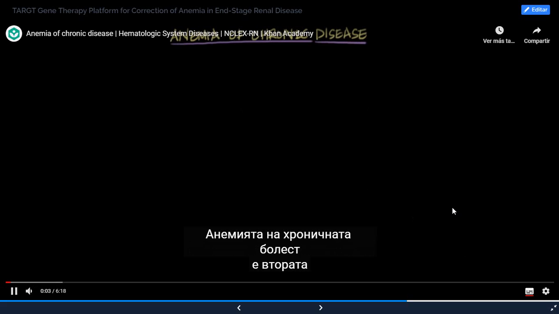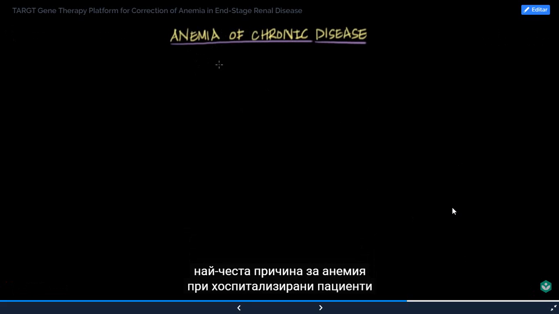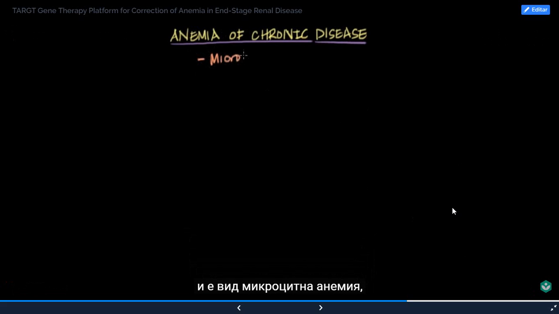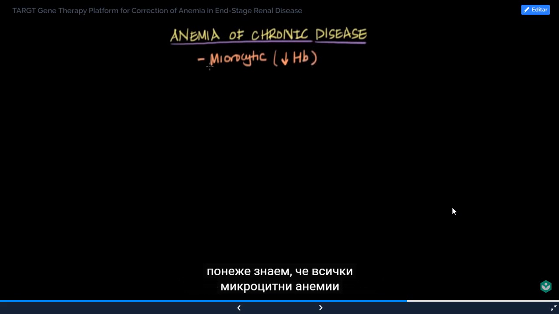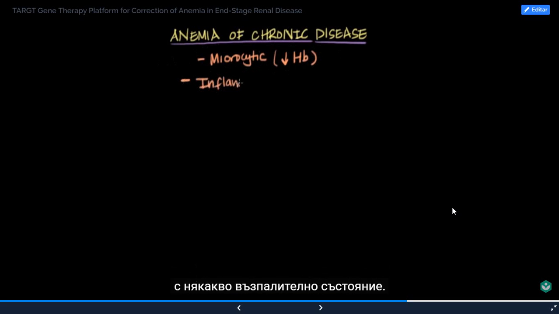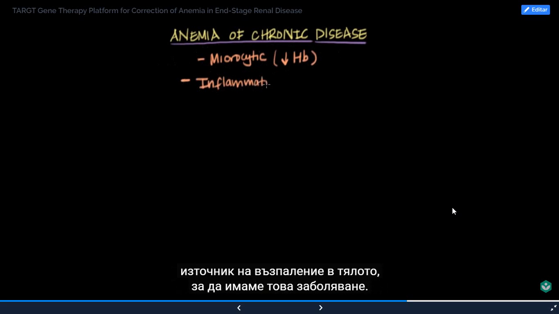So anemia of chronic disease is the second most common cause of anemia in hospitalized patients. And it's a type of microcytic anemia. So that tells us that anemia of chronic disease is somehow due to a problem in producing hemoglobin, because we know that all microcytic anemias result from a problem in producing hemoglobin. The second thing that's really important about this disease is that it's always related to some inflammatory condition. So there must be some source of inflammation in the body for this disease to result.